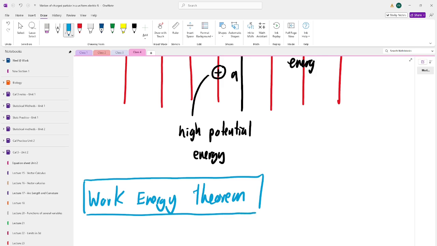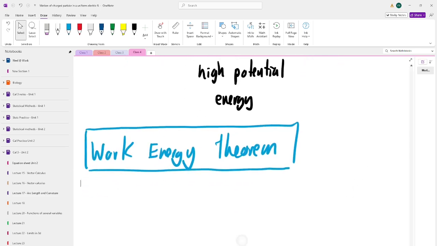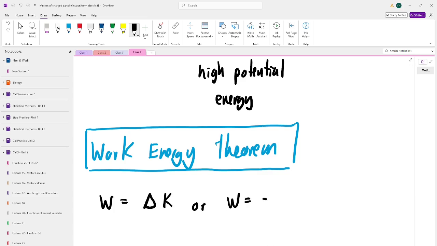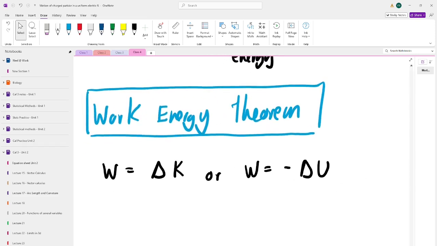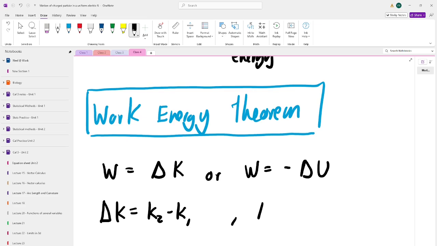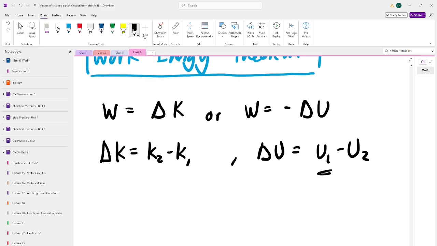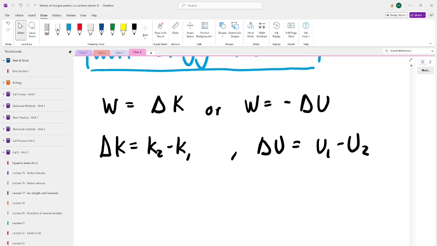And it states that the work is equal to the change in kinetic energy, or in other words, the work is equal to the negative of the change in potential energy, where delta K is equal to K2 minus K1, and then of course delta U is going to be equal to U1 minus U2. Remember, it's U1 minus U2, not U2 minus U1.